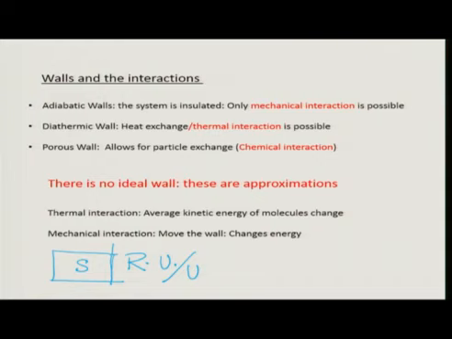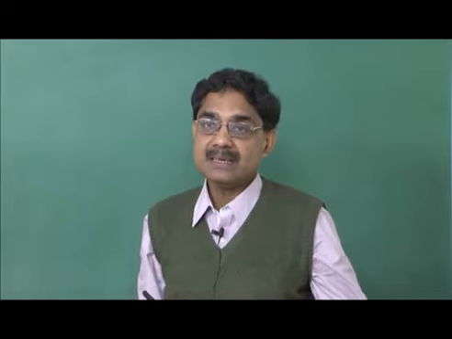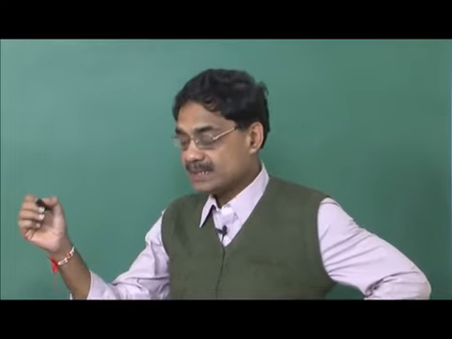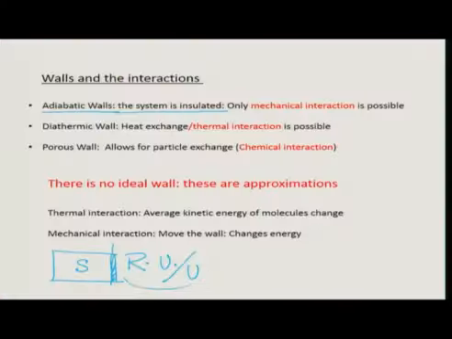First is adiabatic wall. What do you mean by an adiabatic wall? Let us come to this. Adiabatic wall means this wall is completely non-conducting. So, system is insulated from the rest of the universe. System is insulated from the rest of the universe. This implies there is no heat exchange here, no heat exchange. This is called an adiabatic wall. Okay? This is very important. There is no heat exchange.